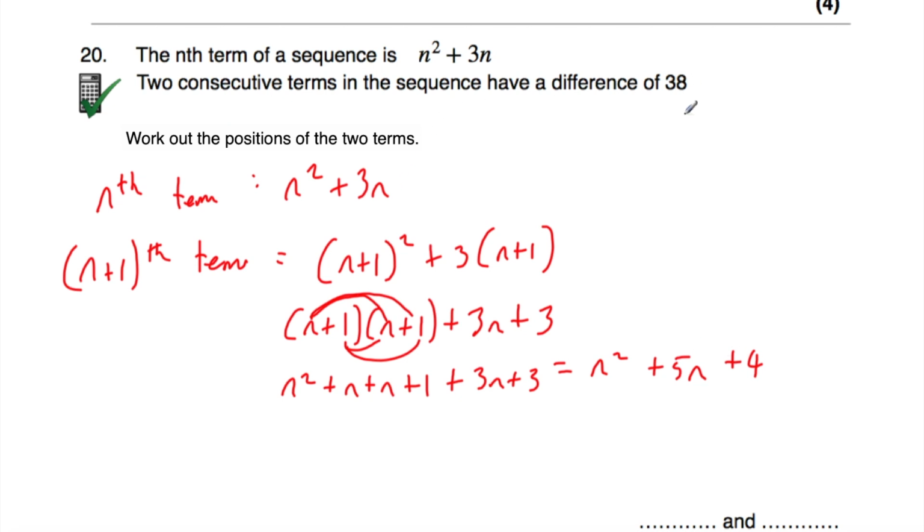And we're told that their difference is equal to 38. So that means if we take them away from each other, that's going to be equal to 38. So let's do that and see what we get. I'm just going to change the color of the pen here, and I'm going to do this up here.